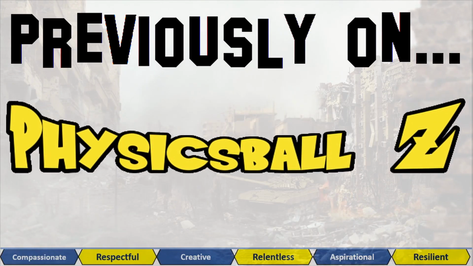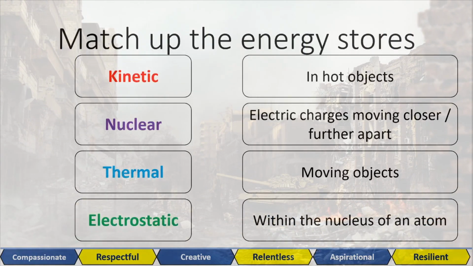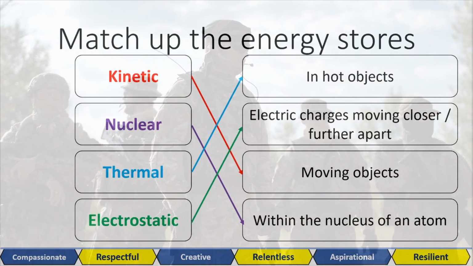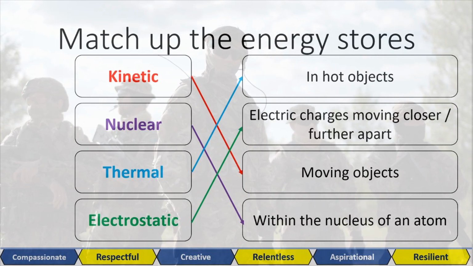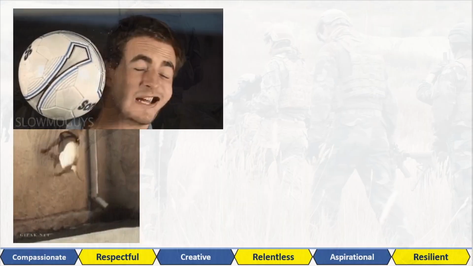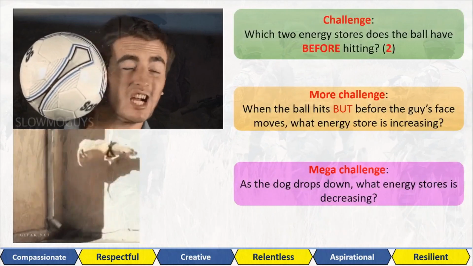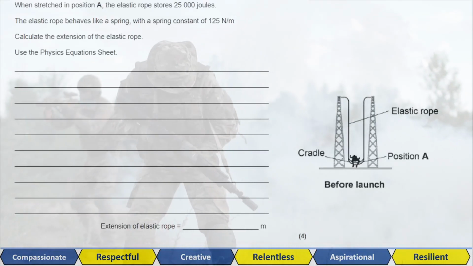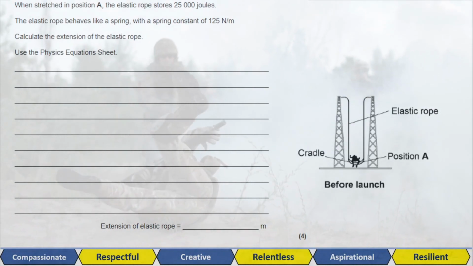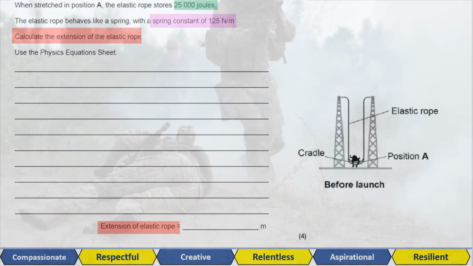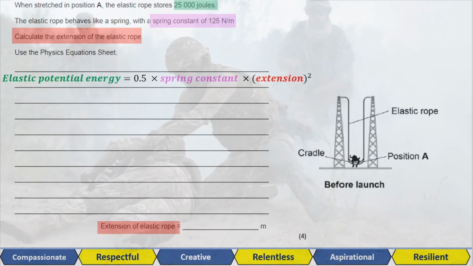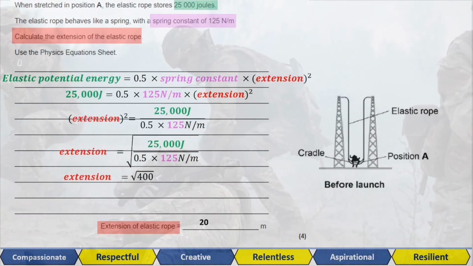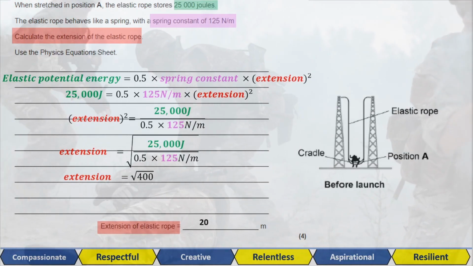Previously on Physicsball Z, our heroes discovered the different stores of energy and were able to correctly identify the definitions. They also encountered several transfers of energy, but just when they thought they had everything under control, they were attacked by this past paper question. However, through the power of highlights and the physics equation sheet, our heroes subdued and solved the values, finally calculating this monstrosity of a question.